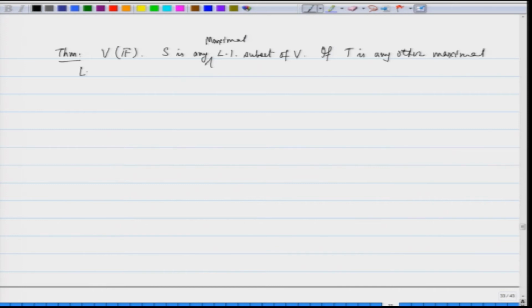So, V is a vector space over F. Fine. S is any linearly independent subset of V, or S is any maximal linearly independent subset of V. If T is any other maximal linearly independent subset of V over F, then number of elements in S is equal to number of elements in T.